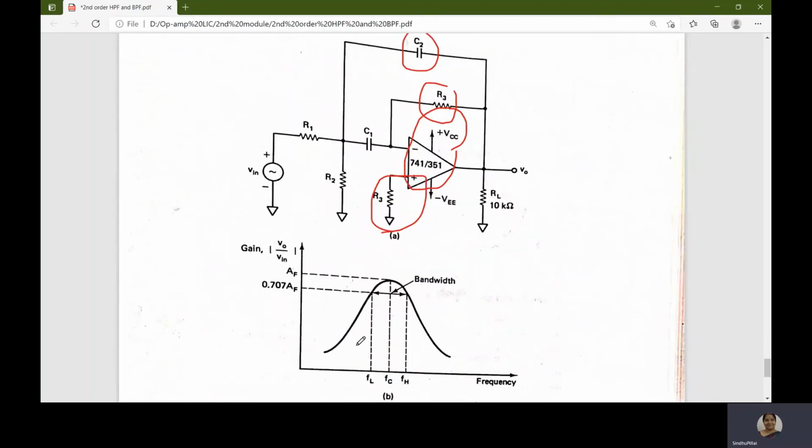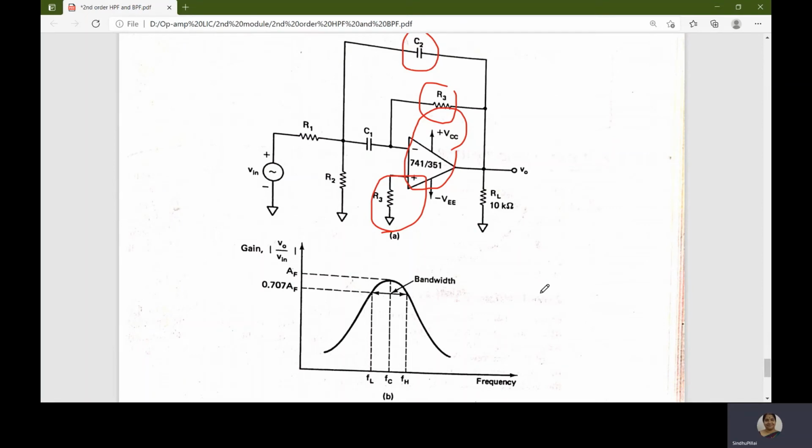Here the response is very narrow when compared to the wide band pass, and it is shown here. We have three frequencies FL, FC and FH. FC is the center frequency, and FL and FH are the lower and higher frequencies. So it is gain versus frequency, and the input is given to the inverting terminal. So it is in the inverting mode, the non-inverting terminal is grounded, and we have two feedbacks. So this is the circuit for the narrow band pass filter, and we have to find out the values R1, R2, R3. These are the three values that need to be found out.